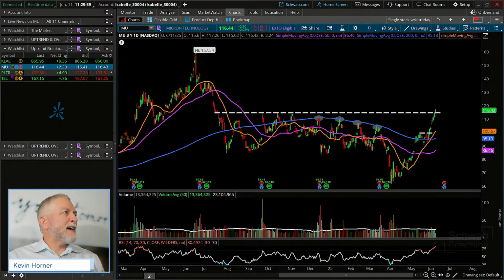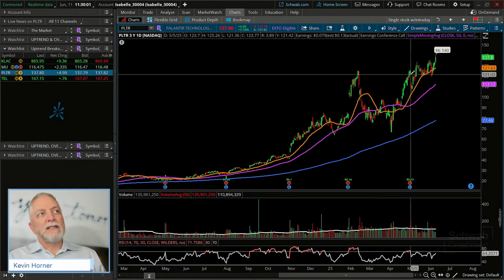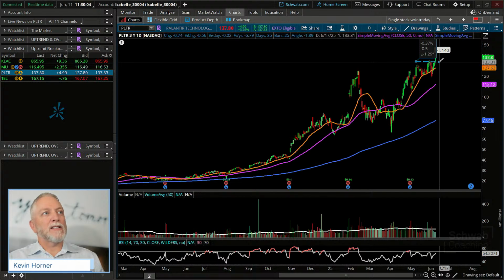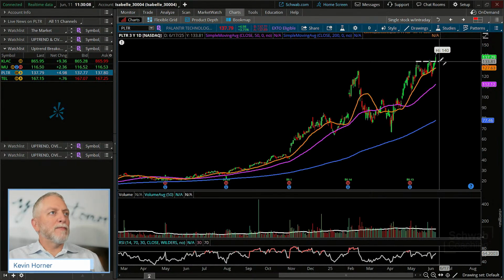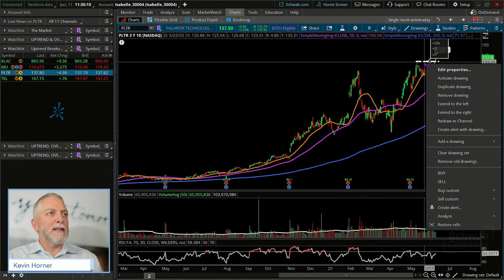Let's see if either of these stand out a little bit more. Well, day one, potentially on Palantir. I see I wasn't alone in finding that one here. Yeah, Sia, you're right. Breakout. Let's duplicate that line.